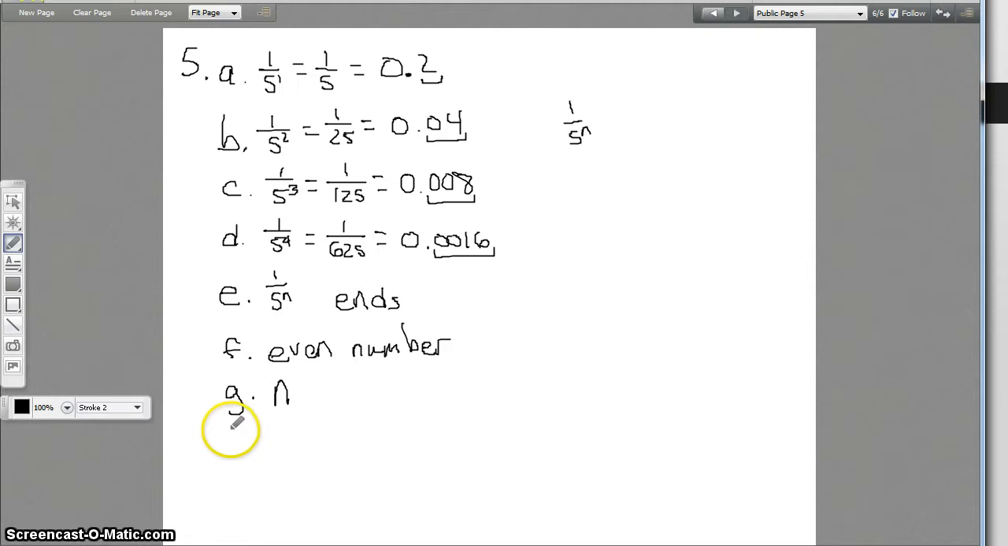Then there's just a couple more parts. Part H says change these numbers to decimal form. So we have 1 over 5 to the fifth, and 1 over 5 to the fifth is 0.00032. And then part I is 1 over 5 to the eighth. Sorry, not 1 over 5 to the sixth. And it's got 5 zeros, 1, 2, 3, 4, 5, and then 2, 5, 6.